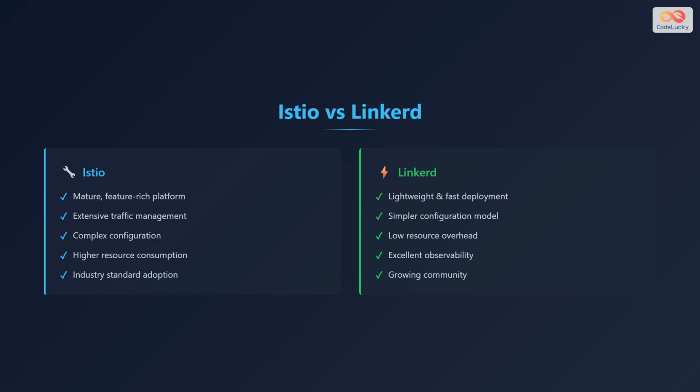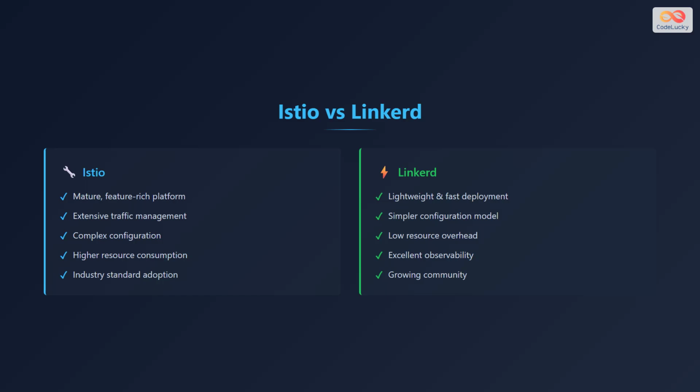Two popular service mesh implementations are Istio and Linkerd. Istio is a mature, feature-rich platform that provides extensive traffic management capabilities. It's widely adopted across the industry and offers comprehensive configuration options. However, this maturity comes with added complexity and higher resource consumption.